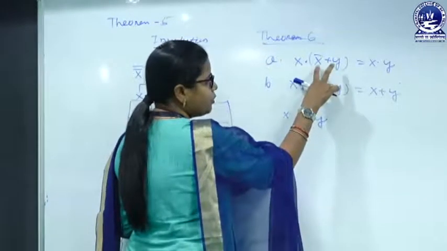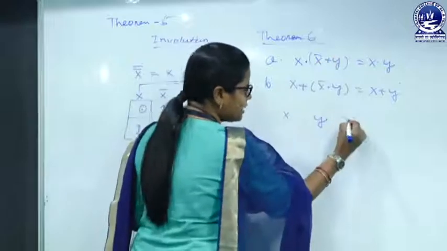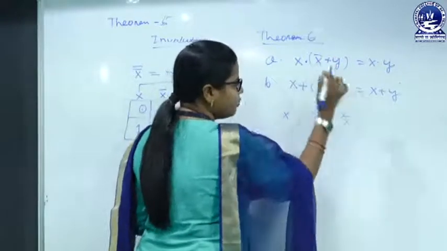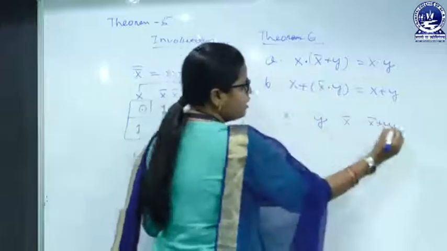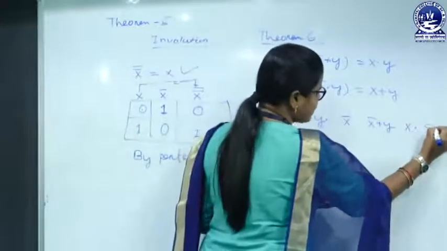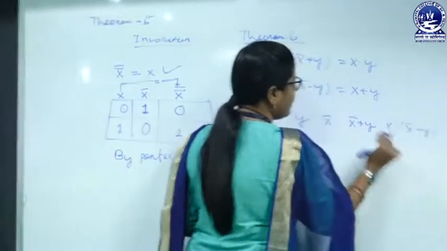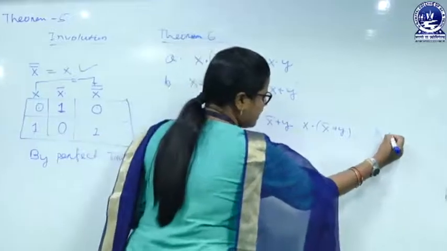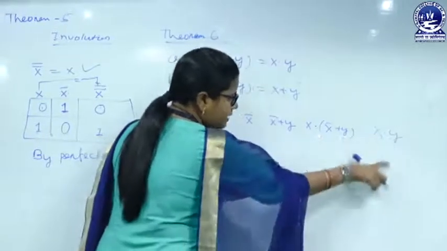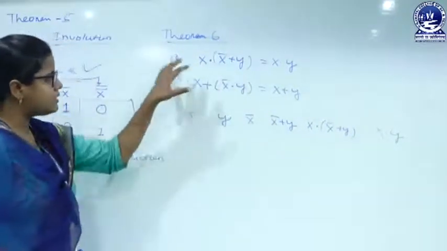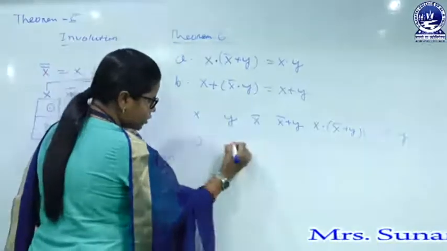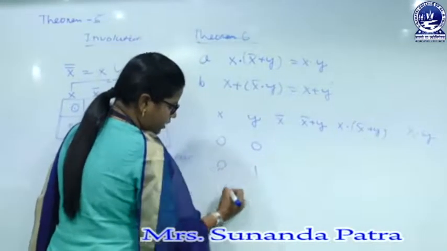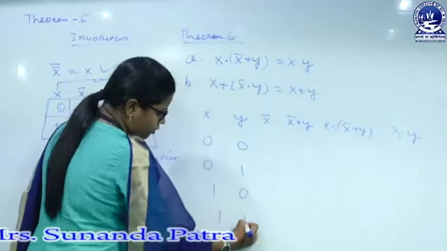Now we have to compute the x complement, and then x complement plus y. Then x into x complement plus y, and then x into y. If this column and this column are the same, that means this is true. So what are the combinations of x, y? 0 0, 0 1, 1 0 and 1 1.